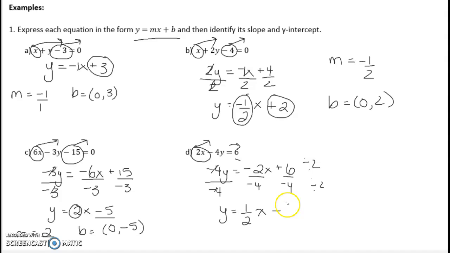So 6 divided by 2 is 3. Keep the divided by line. 4 divided by 2 is 2. So my slope on this one is the number in front of x, so it is negative 1/2. My y-intercept, we know the first point is 0 because it's crossing that y-intercept. And then in this case, the y-coordinate is negative 3/2. Okay.